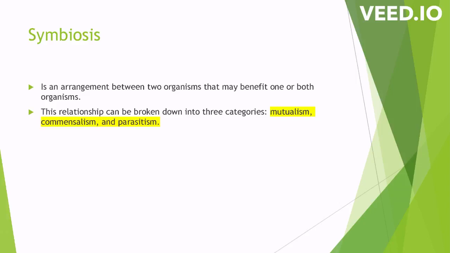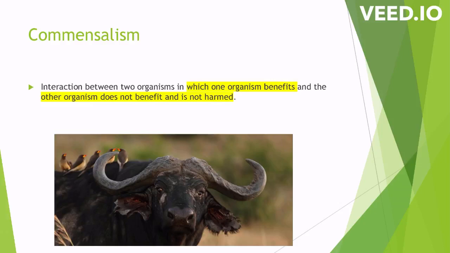We're gonna start with commensalism. So there's an interaction between two organisms in which one organism benefits and the other organism is not benefited, nor is that other organism harmed. So you see this grass-eating herbivore. When he eats the grass and the plants, he causes insects to fly around, and the birds on the back of this organism eat the bugs that are released when it eats the grass. So that's the best way to think about it.